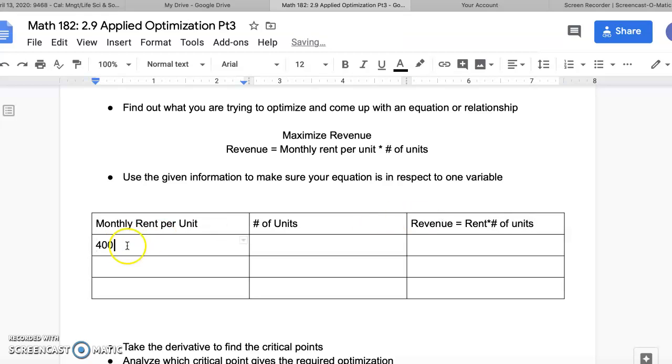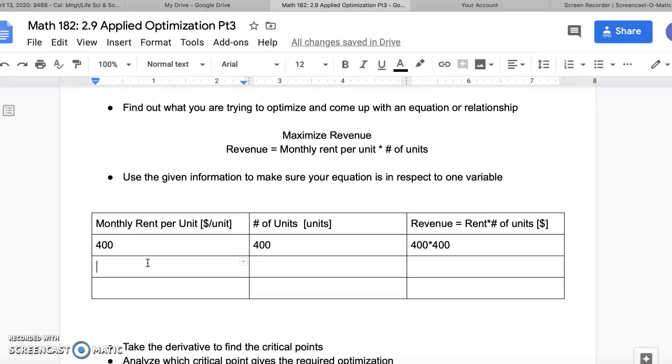So at 400, the monthly rent is going to be, in terms of units, the dollars per unit. And then of course this is units, and when I say units, I mean apartment units. When you multiply those things together, the units will cancel and you'll be left with money or dollars. So we have $400 per unit times 400 units. That makes sense. Our revenue for that situation would be 400 times 400.